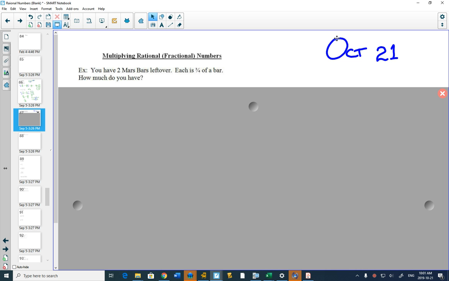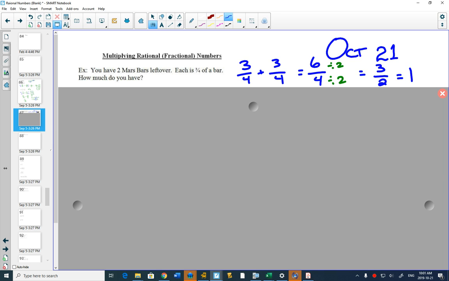Okay, looking around, most of you decided to add. I've got 3/4 of a chocolate bar plus 3/4 of a chocolate bar. It already has a common denominator. That's really nice. So we can add the tops, which gives us 6/4. Can you see that you could reduce these? Yes. And our final answer is 3/2, which is 1.5 chocolate bars that are left.